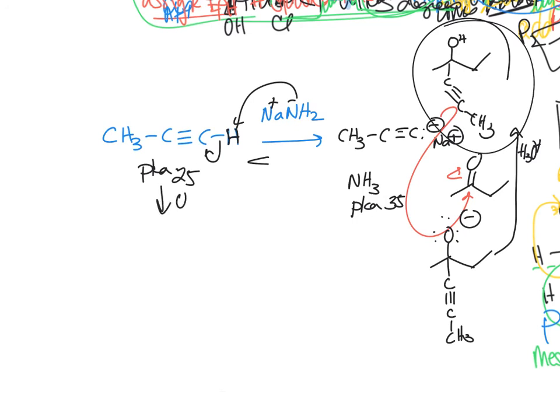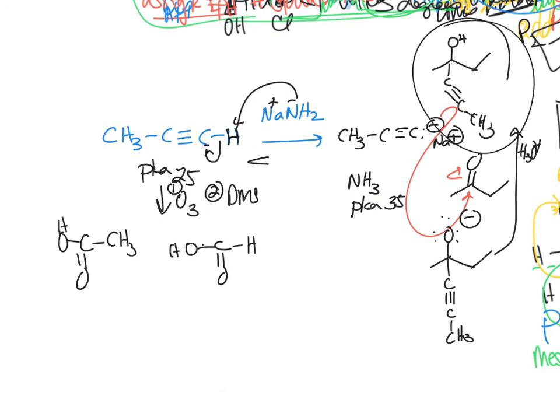What if you treat this with ozone and DMS? Because of the triple bond, you're going to get a carboxylic acid, and then this carbon will be a carboxylic acid, but you'll still have the hydrogen there. So you're going to get two carboxylic acids, whereas when you do this with ozone, DMS, with the alkene, you get aldehydes.